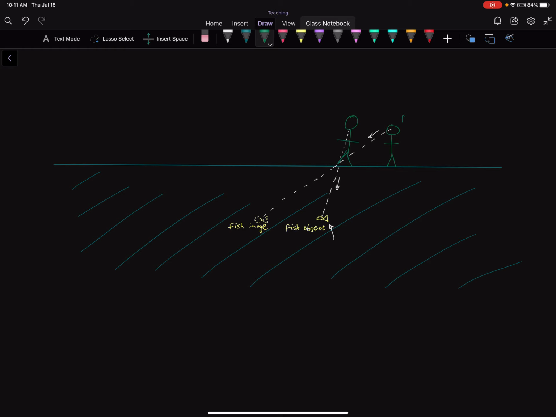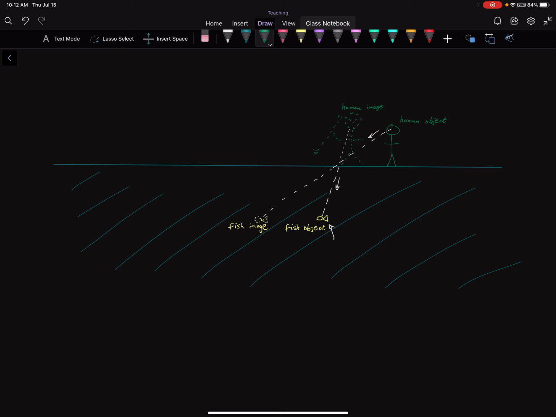So if this is the human object for what the fish is seeing, then this is the human image, which I should have drawn as a dotted line. The human image, right? It's not really where the human is, but it's where the fish sees that he is. And the fish probably sees him as being some angry guy that's out to kill him. All right.